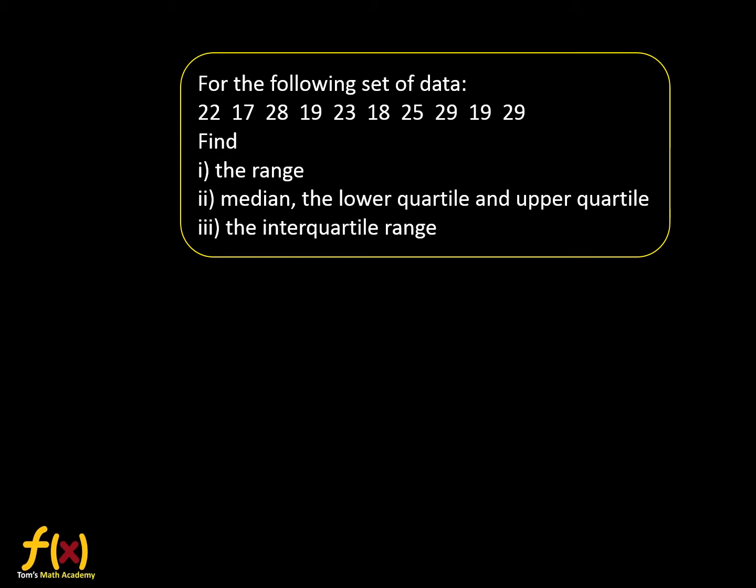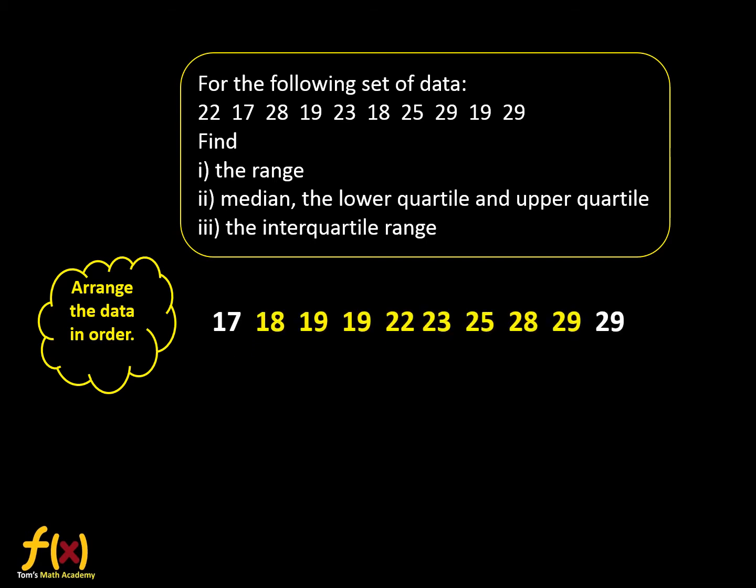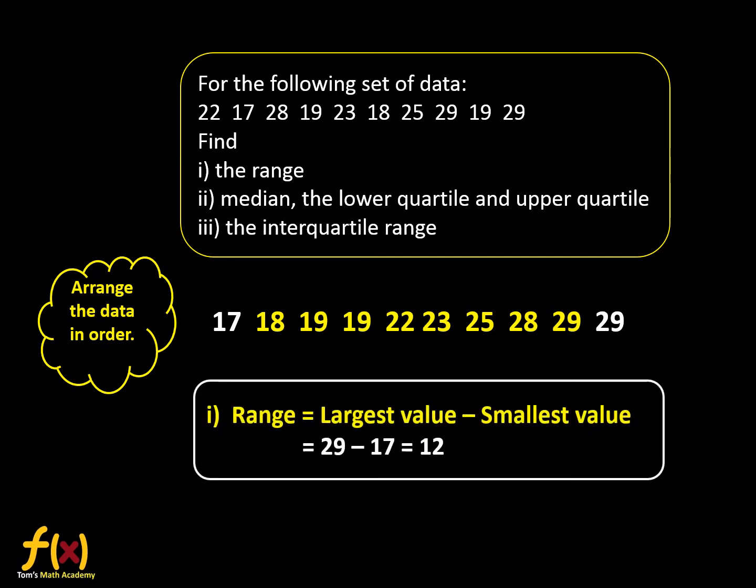Find the range. Okay, so the numbers are given. We arrange them in an ascending order. So we get all the numbers in order, and then the smallest number is 17 and the highest number is 29 here. Therefore, the range is 29 minus 17 equal to 12.